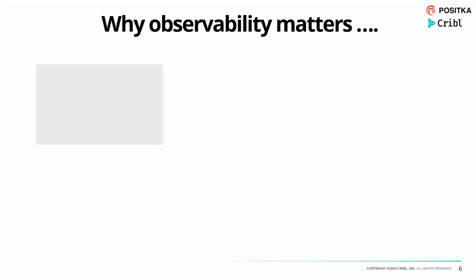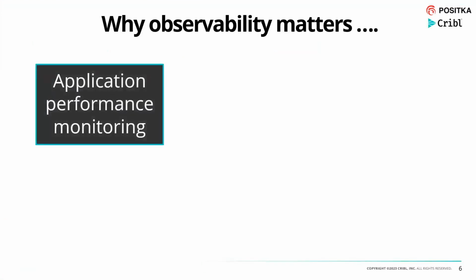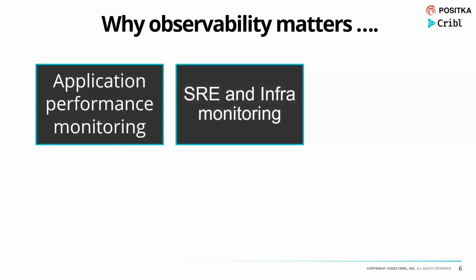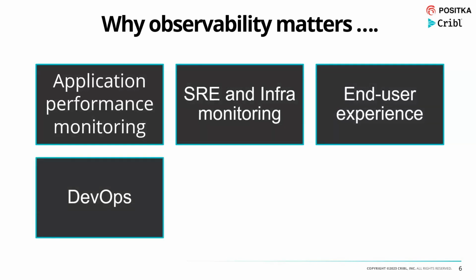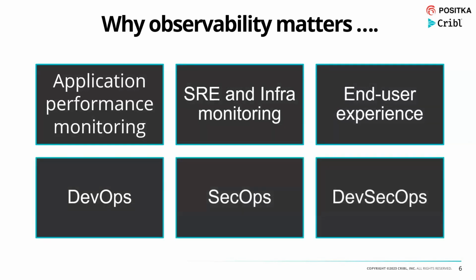And why exactly does observability matter? Earlier it was pretty much synonymous with application performance monitoring, but in recent times observability has become relevant in a lot of other domains such as infra monitoring, end user experience, DevOps, SecOps, and DevSecOps as well. It is recently getting more and more attention in a lot of these domains, and people are understanding why it needs to be monitored.